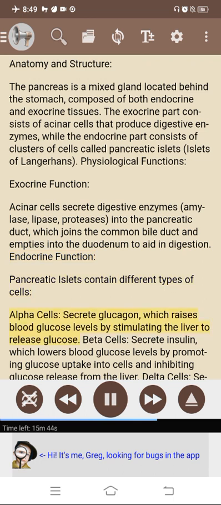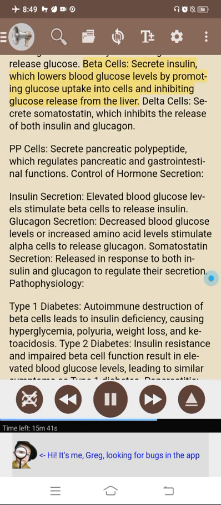Alpha cells secrete glucagon, which raises blood glucose levels by stimulating the liver to release glucose. Beta cells secrete insulin, which lowers blood glucose levels by promoting glucose uptake into cells and inhibiting glucose release from the liver. Delta cells secrete somatostatin, which inhibits the release of both insulin and glucagon. PP cells secrete pancreatic polypeptide, which regulates pancreatic and gastrointestinal functions.